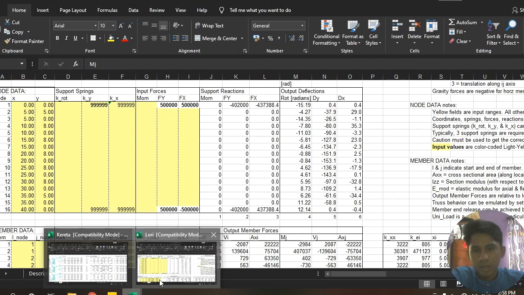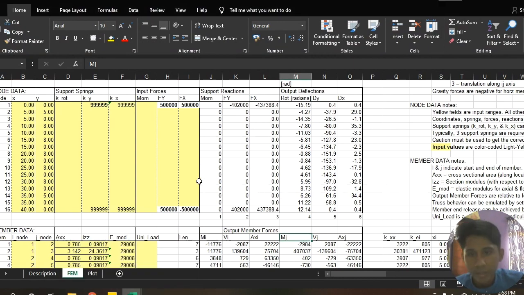Moving on to the lorry. As you can see on the screen, we also use the same type of support, which is the pin support, with the same input force, 500,000 for node 1 and node 16. So we will obtain the support reaction and output deflection. Same as the previous, we got the support reaction in Y and X axis for node 1 and node 16, and for output deflections, we got the result for each node, 1 until 16.